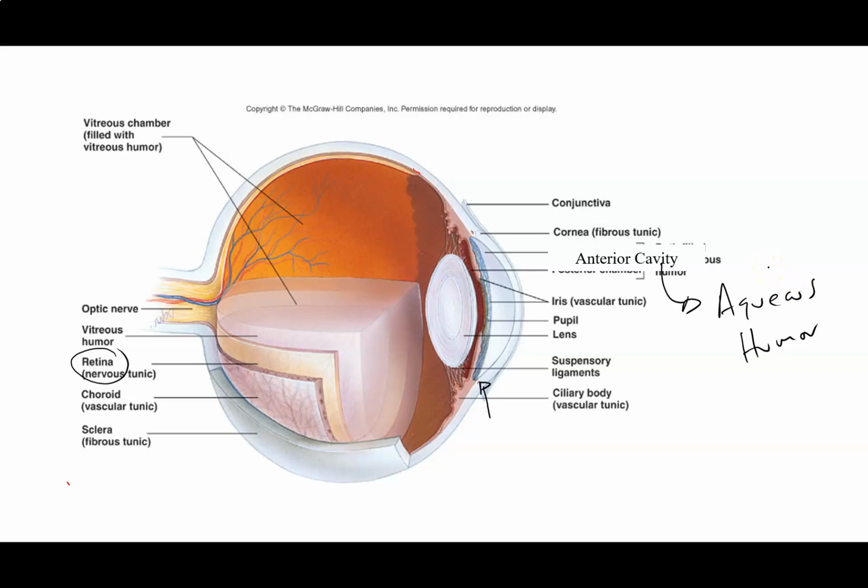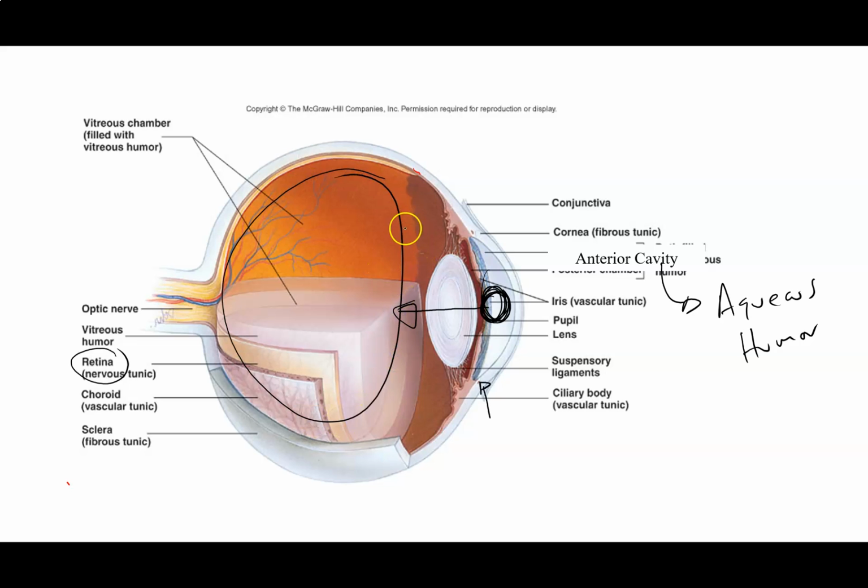It's not uncommon for the canal of Schlemm to become obstructed, and so the aqueous humor does not drain as quickly as it's made, and that causes a buildup of pressure in this space, and that condition is known as glaucoma. The buildup of pressure here is dangerous because a buildup of pressure in the anterior cavity of the eye is going to exert pressure on this space back here.